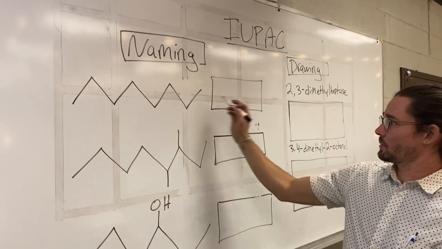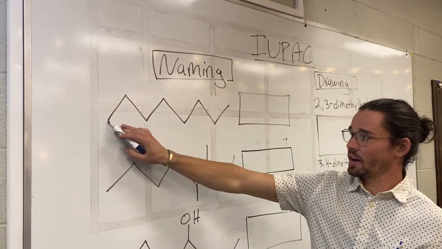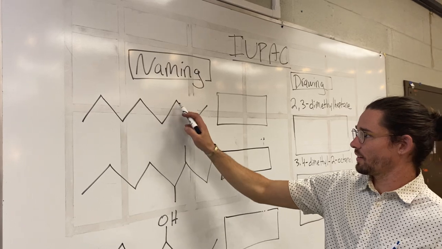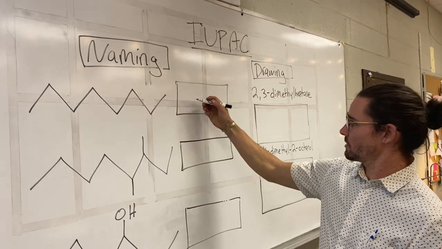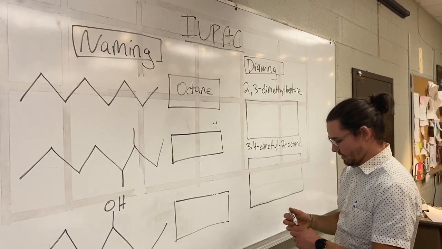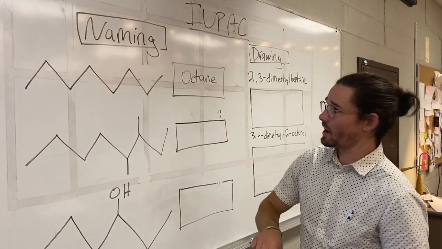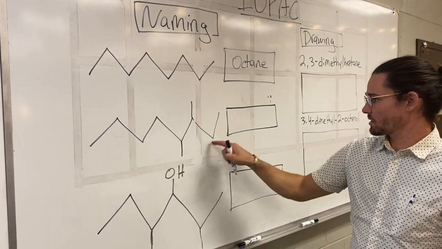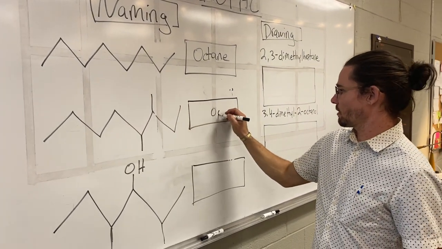So let's name this. The way you do that is you have prefixes for the number of carbons. So I've got 1, 2, 3, 4, 5, 6, 7, 8 carbons. So very simply, I'm gonna call that octane, because oct stands for 8. Same thing here: 1, 2, 3, 4, 5, 6, 7, 8. This is gonna be an octane, okay?